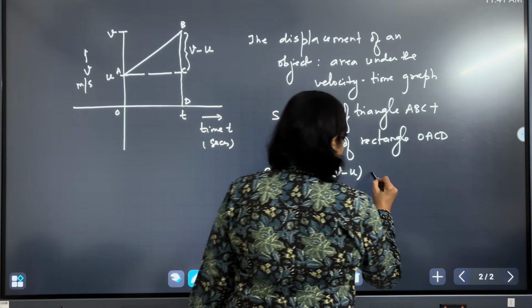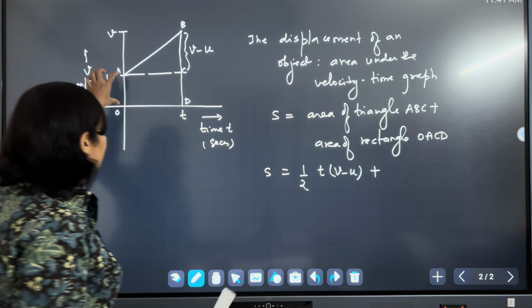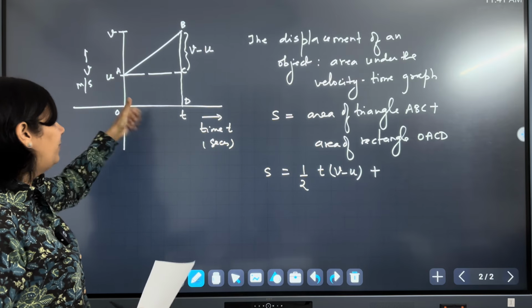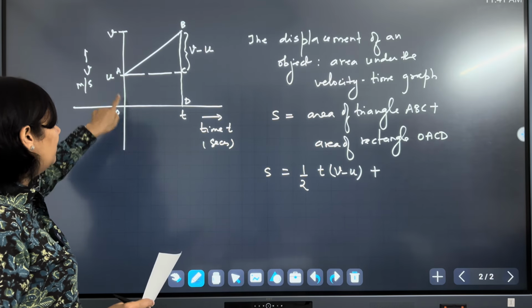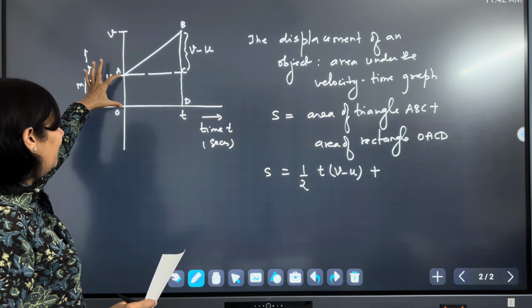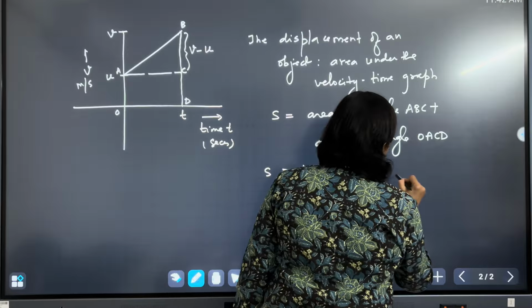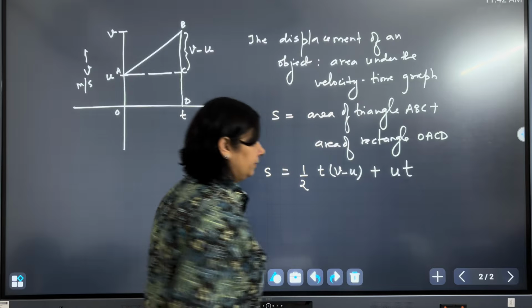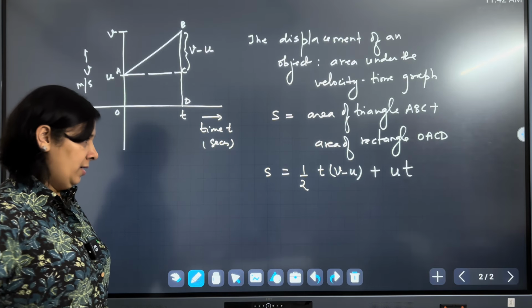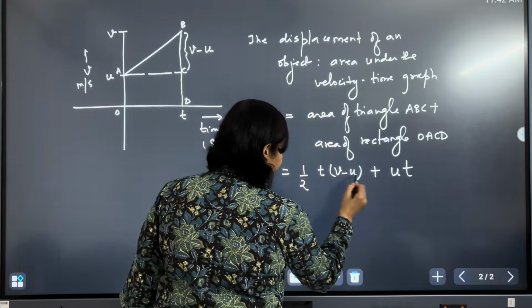Now let us take the area of the rectangle. The area of a rectangle is length into breadth. So the length into breadth is how much? OA is the breadth, which is equal to u, and the length is t, so u into t, right? Okay. So now I'll just solve this.